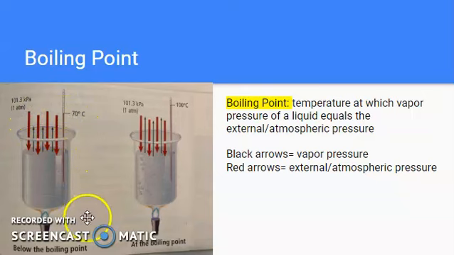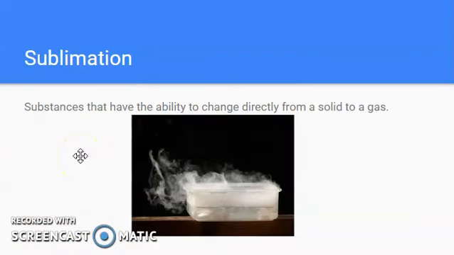As you can see, in the container that is heated below the boiling point, at 7 degrees Celsius, the external pressure is greater than the vapor pressure. But at the boiling point, the red arrows and the black arrows are the same length, which means that the magnitude of the pressure is the same, which explains the definition. I believe this isn't a term that is going to be discussed often in 9th grade chemistry, but sublimation is when substances have the ability to change directly from a solid to a gas. This includes dry ice, for example.